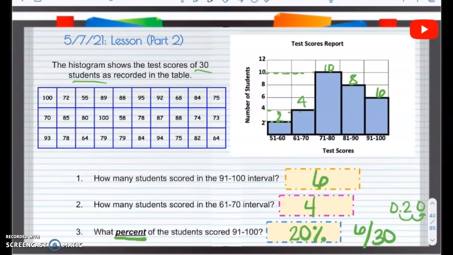20%. So that is going to be it for the first 2 slides. Then I'll put another video for the last 2 slides. Great job.